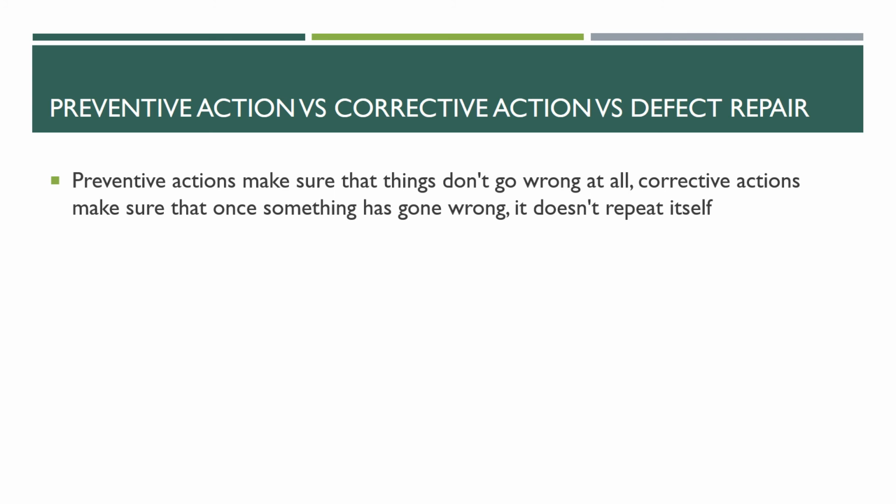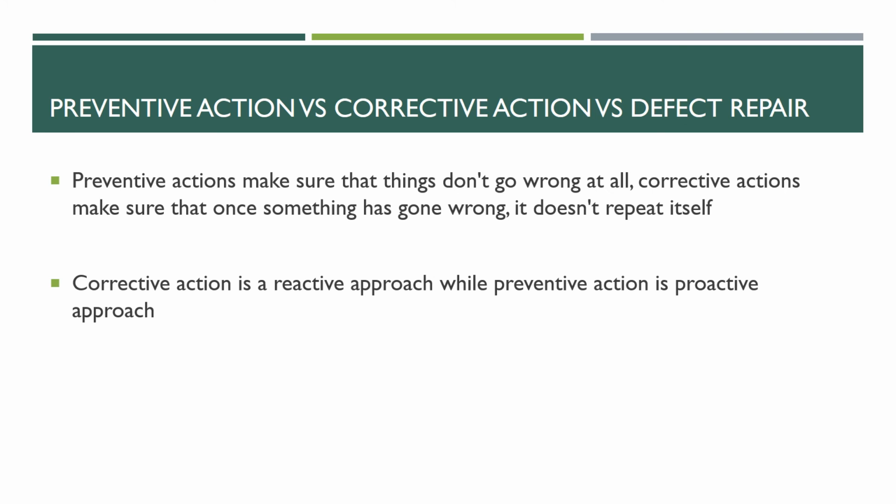But corrective actions make sure that once something has gone wrong, it doesn't repeat itself, right? We talked about root causing an error and fixing it, right? So the error, the defect doesn't repeat itself. Something doesn't go wrong again. That is corrective action. So corrective action is a reactive approach. Of course, it is a reactive approach, right? You faced an error, you fixed it, and then you root caused it to make sure that you don't face it again. It is a reactive approach. But preventive action, remember, emanates from risk management. It is a proactive approach.